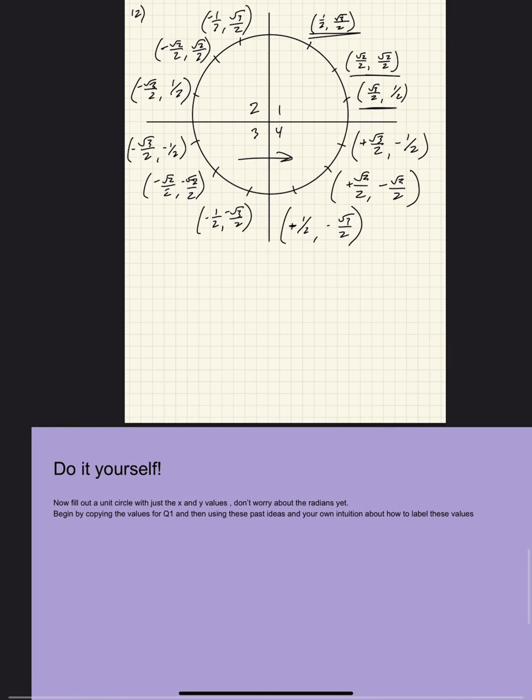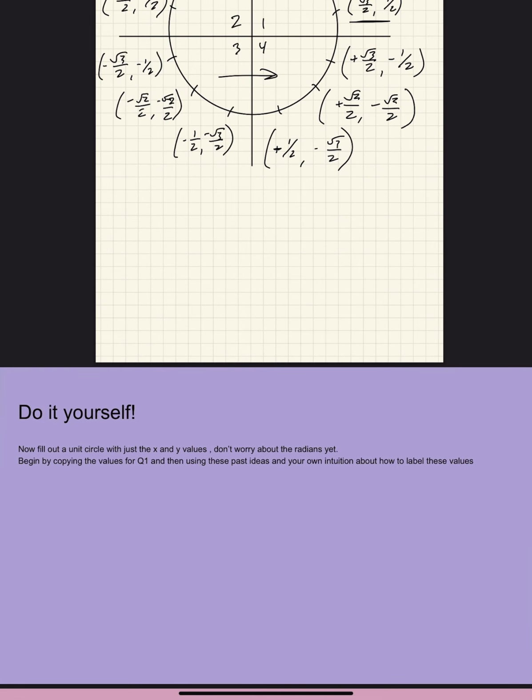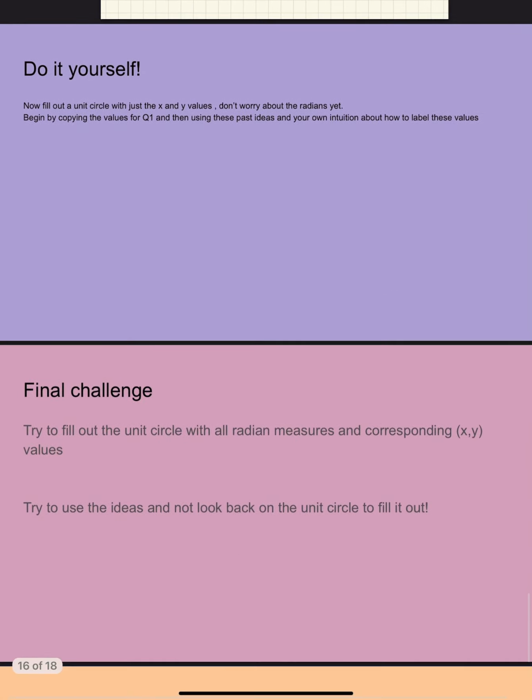Now, I want you to fill out a unit circle with the x and y values without worrying about the radians. Begin by copying the values for quadrant 1 and then using these past ideas and your own intuition about positive and negative values to label them. Then, fill out a unit circle with all radian measures and their corresponding x and y values. Try not to peek back at our original unit circle. Try to fill it out only with the ideas that we've gone over.